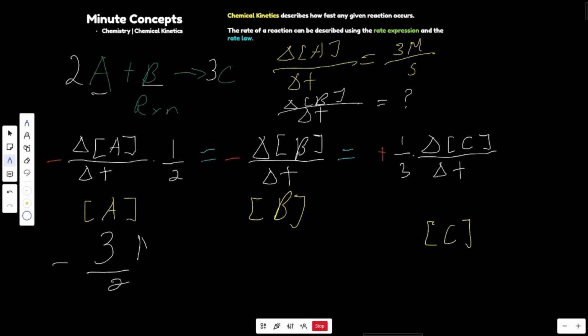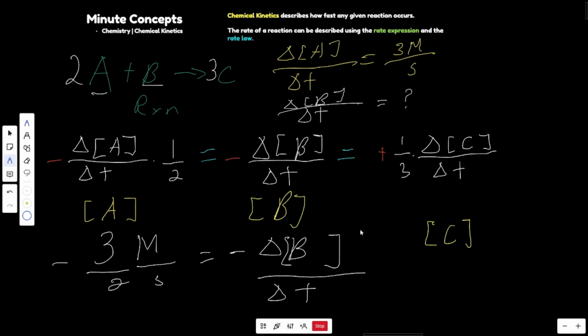3/2 molar per second is equal to negative change in B over change in T. And this is actually our answer. So this is going to be the rate of disappearance for reactant B.